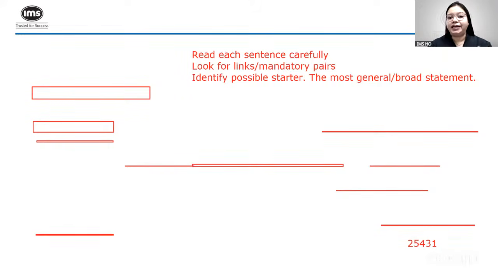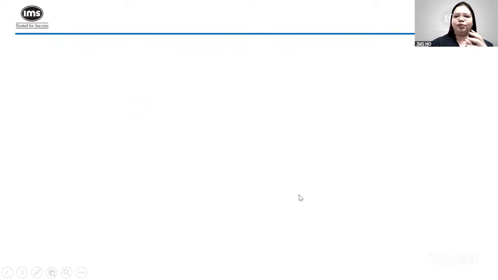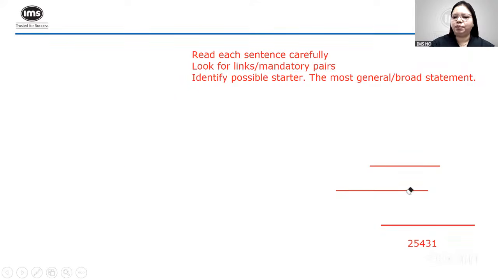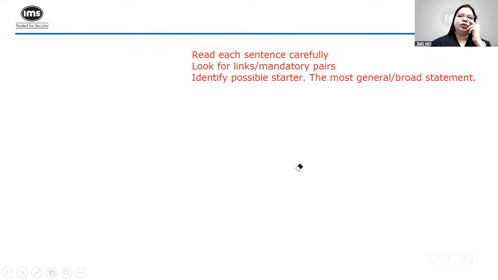I create those mandatory pairs where those visible links like noun, pronoun link, etc. are not there, but the content links are there, correct? Idea being elaborated, idea being contrasted, etc. Sometimes there can be those transitional words too. Try and figure out a starter. Of the set of sentences, the most general, the most broad statement is always your starter, correct? Once you get that starter, remember, then it is rather smooth sailing, because maybe you've got a starter and then maybe you recognize a pair, or a mandatory pair. Then you know that you only have to place one sentence, right?